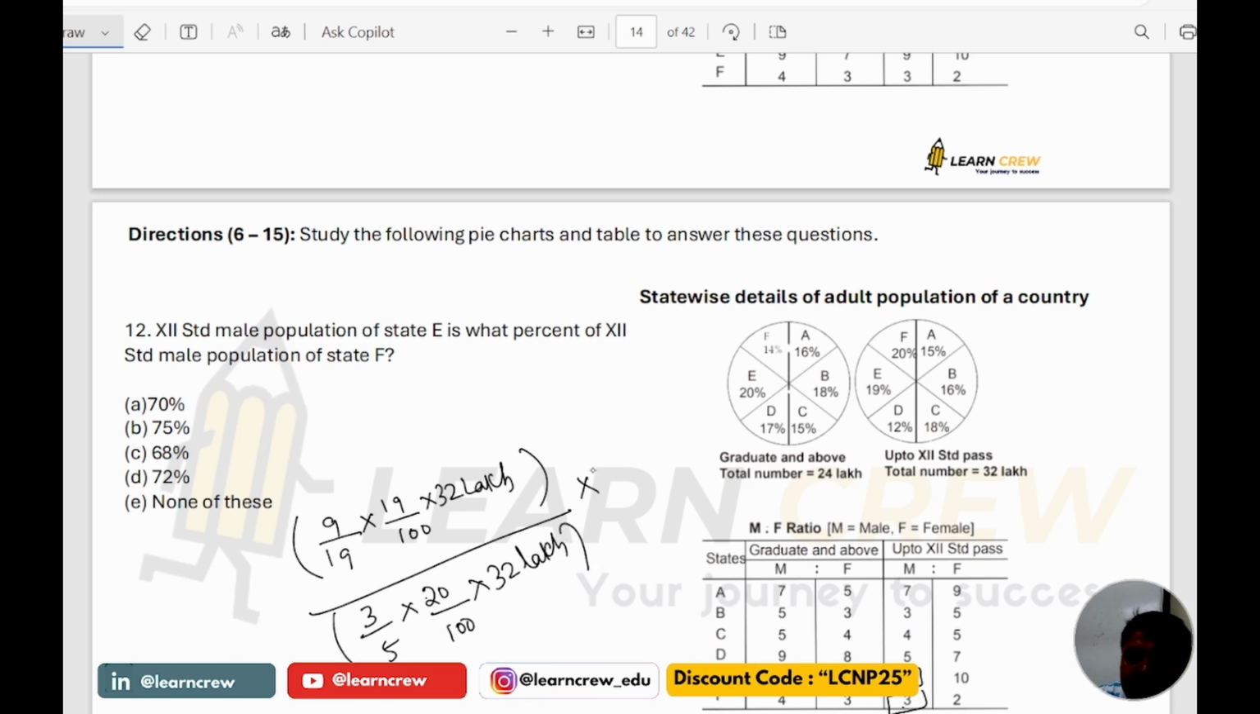So E is by half into 100. So thereby this gets cancelled. 100 cancel. Now 5 fours are 20, 19 cancel. Now how much you got? 3 ones are 3 threes are. You got 3 by 4. 3 by 4 means how much? 75%. So option B is correct.